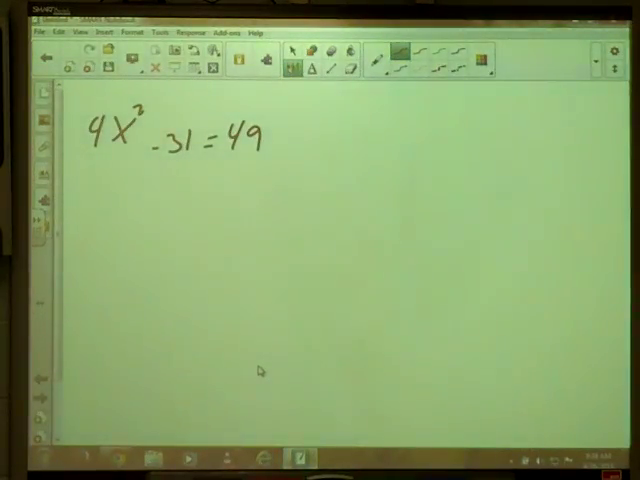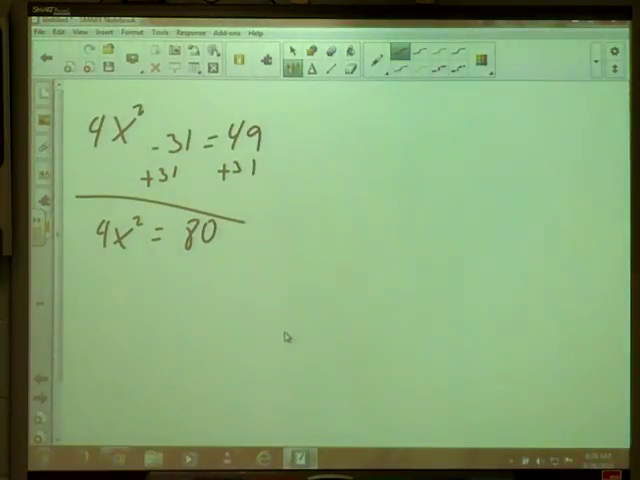Here, I want to get the x all by itself. It's got 31 being subtracted, so I want to get rid of that. What do? Add 31. So it gets me 4x squared equals 80. Try to solve for x. It's being multiplied by 4, so what do? Divide by 4. So it gets me x squared equals 20.